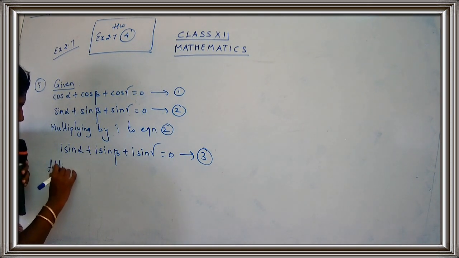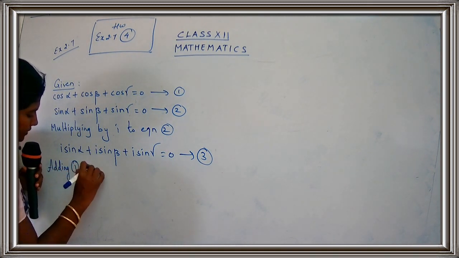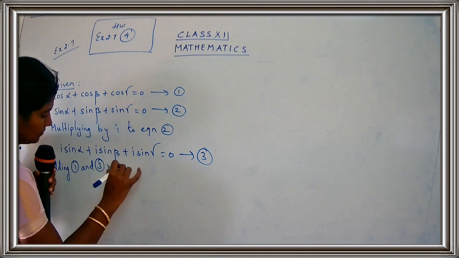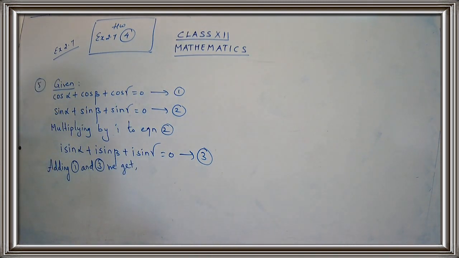Adding 1 and 3 we get. So we are going to add 1 and 3. This is the important question. Last time they asked these questions many times. So adding 1 and 3 we get.